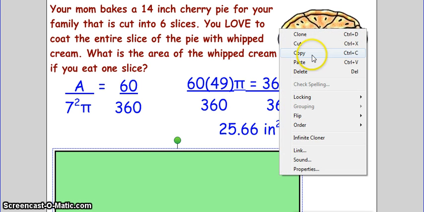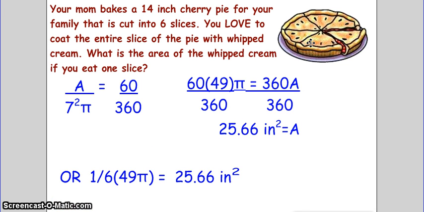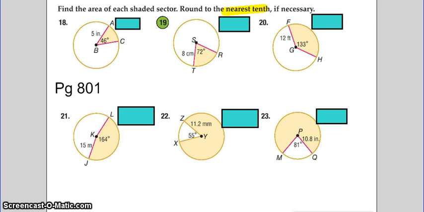Now for this problem, because we weren't really given a central angle, I think it's easier just to look at the problem as 1/6 of the area, or the area divided by 6, and you can come up with 25.66 inches squared. Now, in this particular problem, I think that the second way is simpler because we weren't given a central angle or an intercepted arc. Now, the questions that I'm going to have you try on your own don't really give you that option.